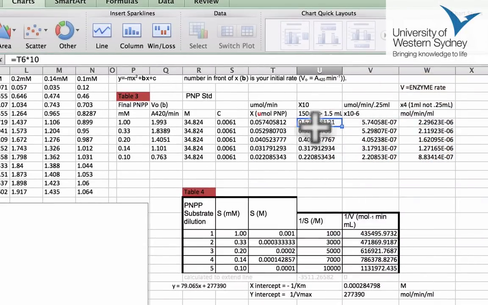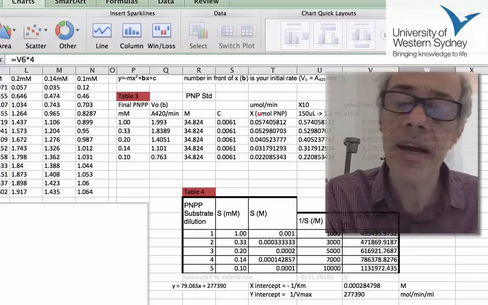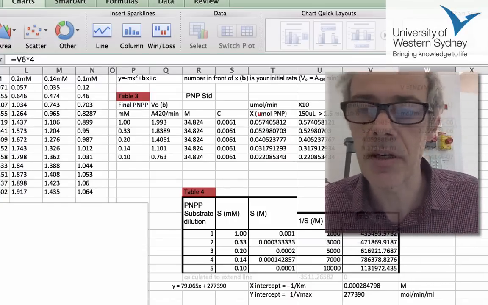I then converted that value, which is a micromolar amount, into a molar amount by timesing it by 10 to the minus 6. And I then times that value by 4 to give me the rate per mil, because this was 0.25 mils, this needs to be calculated per mil. Now, if you remember the enzyme assay, you added 0.25 mils into your enzyme assay, so we want to calculate it per mil, so that's why we times by 4. So think back to what you did in the test tubes last week.